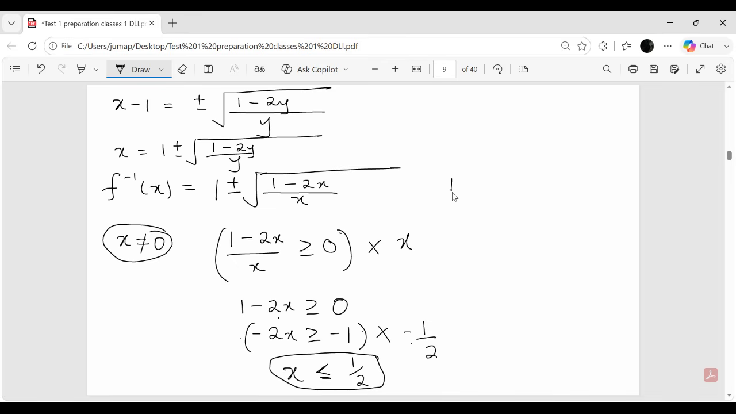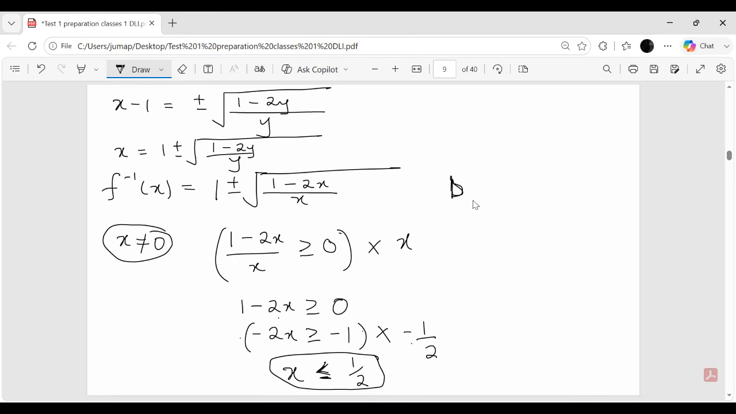So when you're finding the domain, you need to understand that x, as you can check here, must be less than or equal to 1 over 2. And again, it must not be equal to 0.